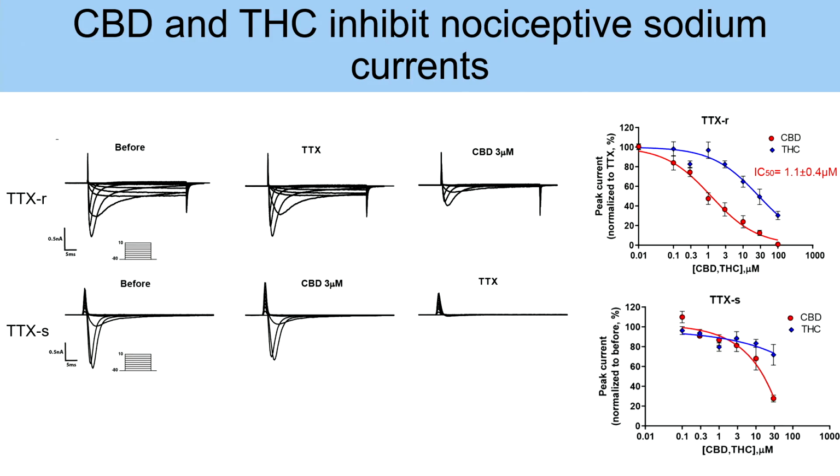And if we look at the TTX-sensitive, we see a totally different picture. Now CBD is also more potent, or more efficient, than THC. However, both of them have a very low potency and almost don't inhibit the current. So we know now, or at least this is what we found, that the TTX-resistant sodium currents are sensitive to CBD in the same manner as the TTX-resistant neurons' firing.